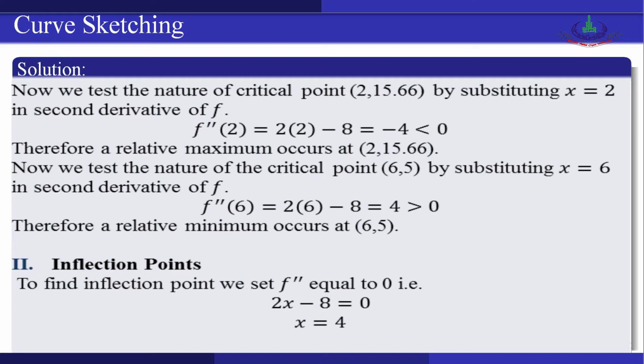Therefore, a relative minimum occurs at the point (6, 5). Dear students, now our second point is inflection points. To find the inflection point, we set the second-order derivative equal to 0. That is, 2x minus 8 is equal to 0, that is, x is equal to 4.